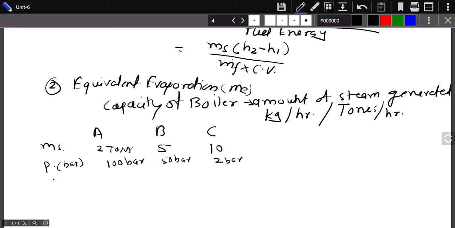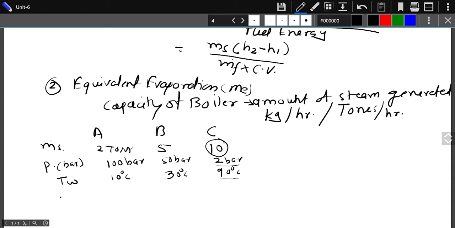Not only the pressure, but there is another point. Suppose I am supplying water to this boiler at 10 degrees centigrade, while for this boiler I am supplying water at 30 degrees centigrade, and for this boiler at 90 degrees centigrade. Then also we can't say which boiler has more capacity, and this is increasing our confusion. Though you may say the 10 is more, what about this pressure? What about this inlet temperature? Those are different, so we can't say that.